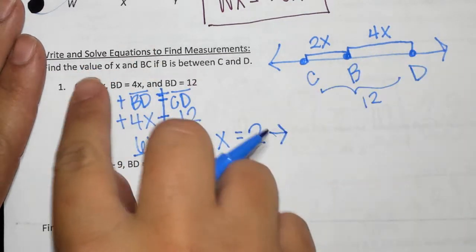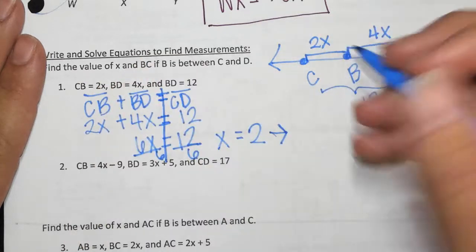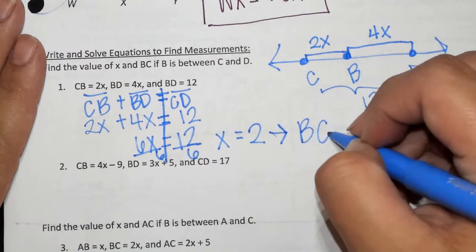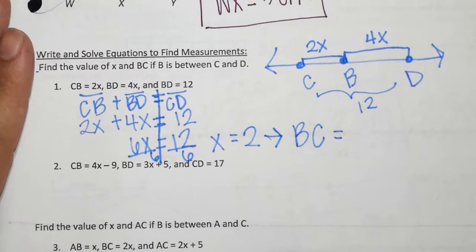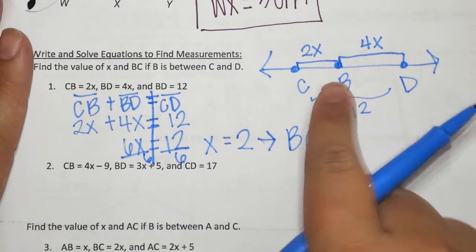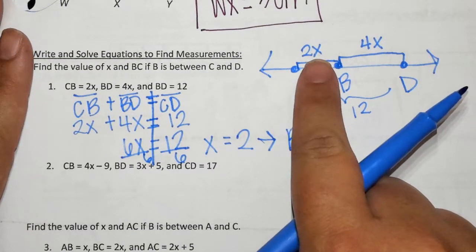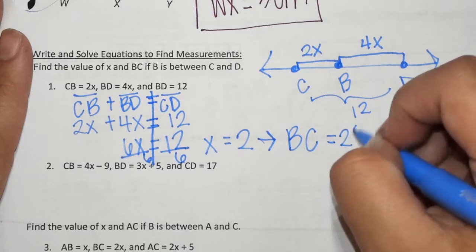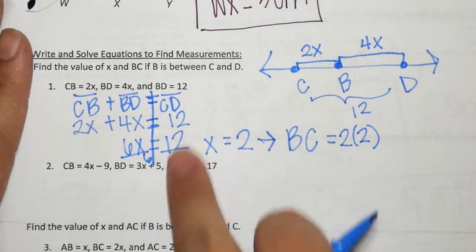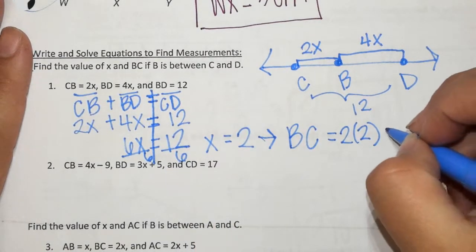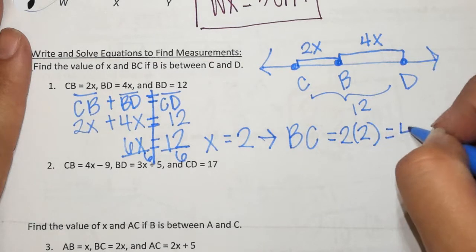Okay, but I'm not done. I had to find x and BC. So now let's find BC. Well, what was BC? It was 2x. So instead of x, I'm going to write 2, because that's what x was. So now 2 times 2 is 4.